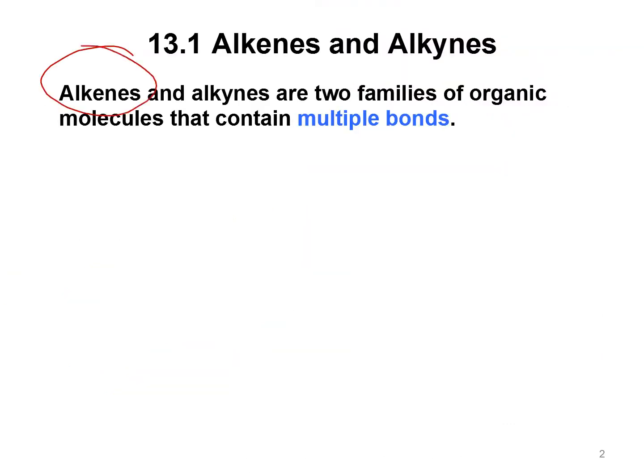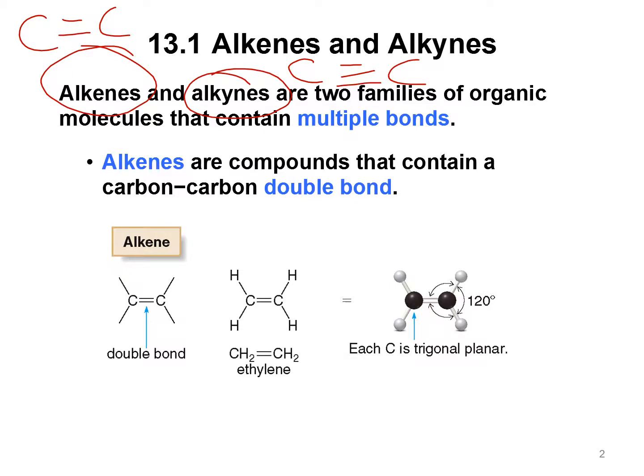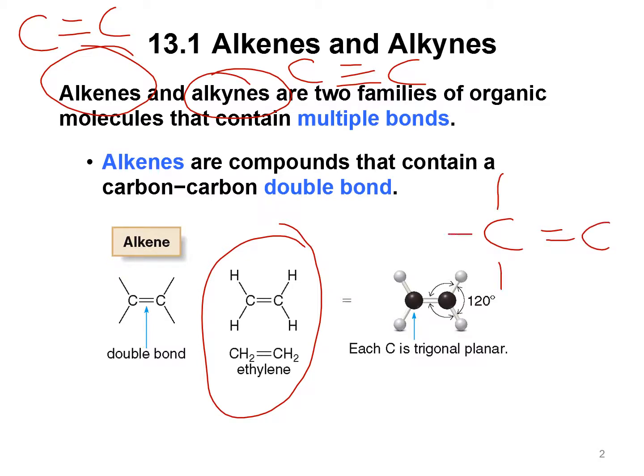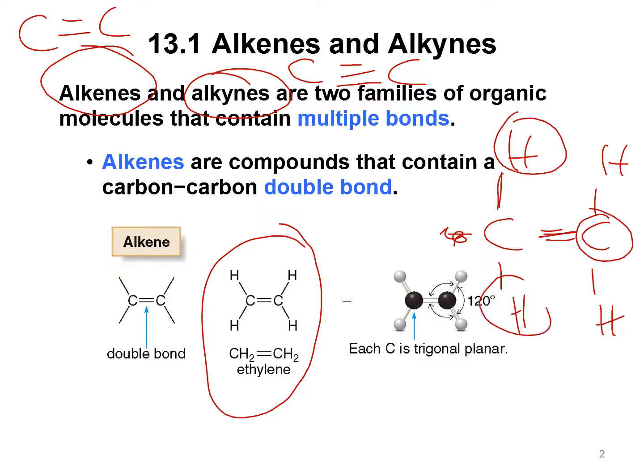Like I said, alkenes are the C double bond C. Alkynes are C triple bond C. One example of an alkene is ethylene. The carbon-carbon double bond makes these trigonal planar, because as you can see, around each carbon there are only 3 groups. So the angle is 120, the shape is trigonal planar.